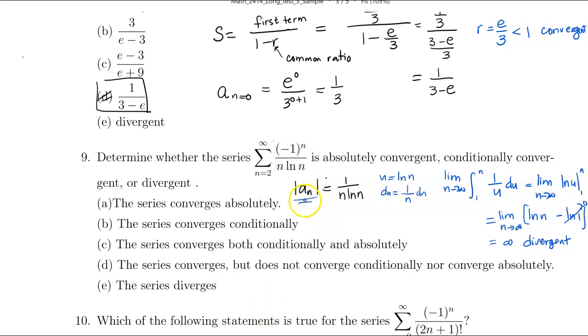So now let's take a look at the series without getting the absolute value, because we might get conditionally convergent. Now the series here is an alternating series. So we could use the alternating series test to determine convergence for the original series.